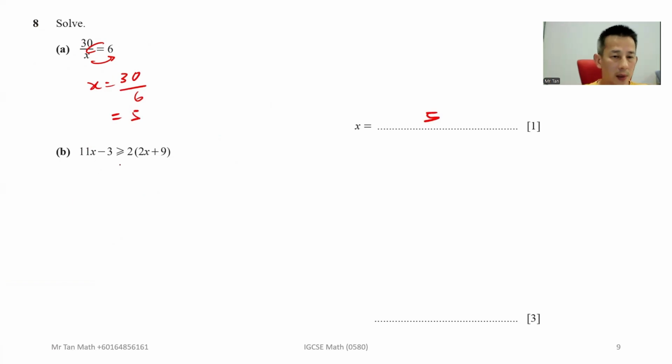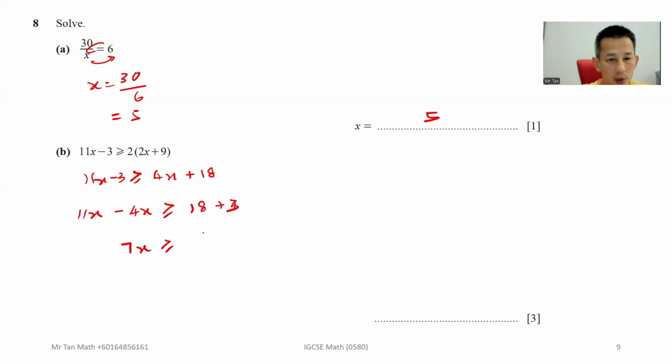B, 11x minus 3 is more than equal to 2x plus 9. First, expand, get 4x plus 18. And put the x together, 11x minus 4x is more than equal to 18 plus 3. So 7x is more than equal to 21. Therefore, x is more than equal to 21 over 7, you get more than or equal to 3.